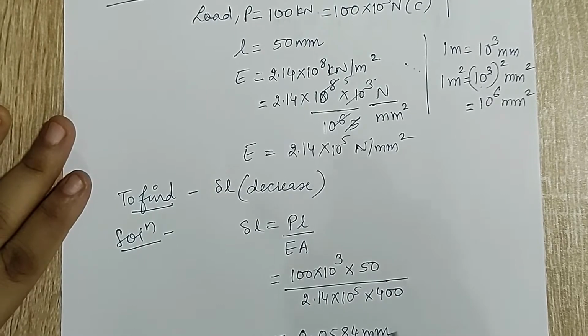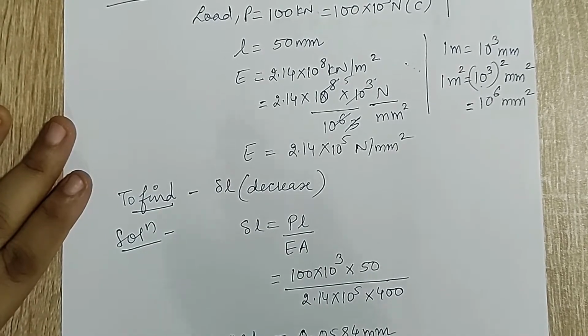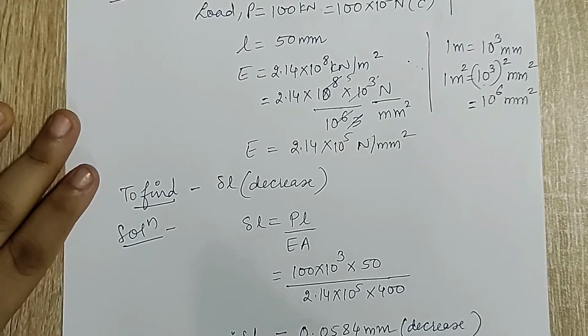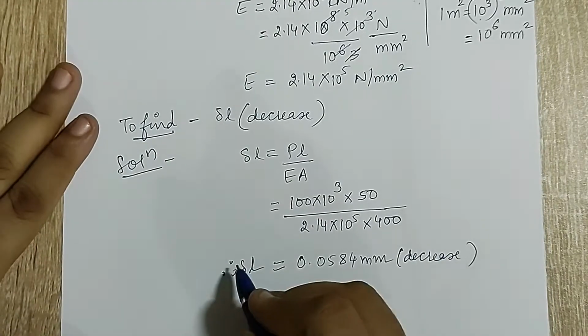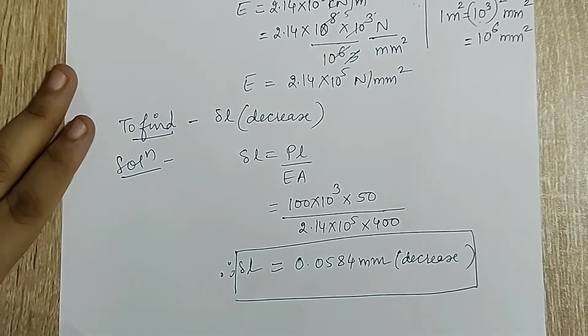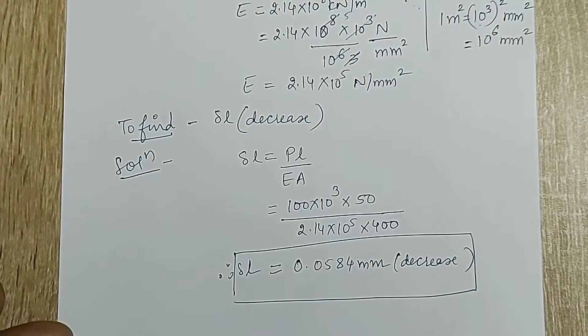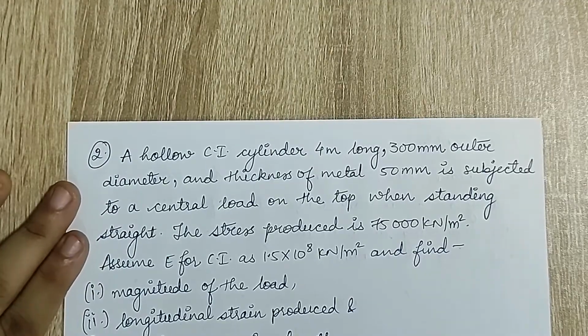When you solve this, you will get the value of delta L as 0.0584. I'll just write here it is of decrease type. So this is how the numerical has to be solved. Let's take up another numerical.